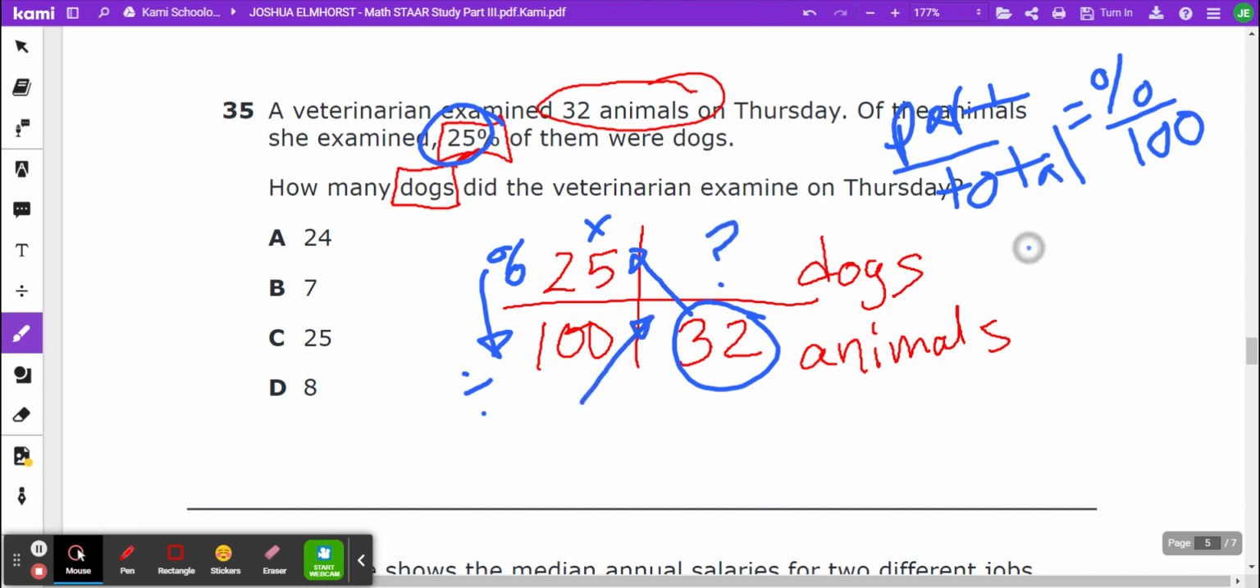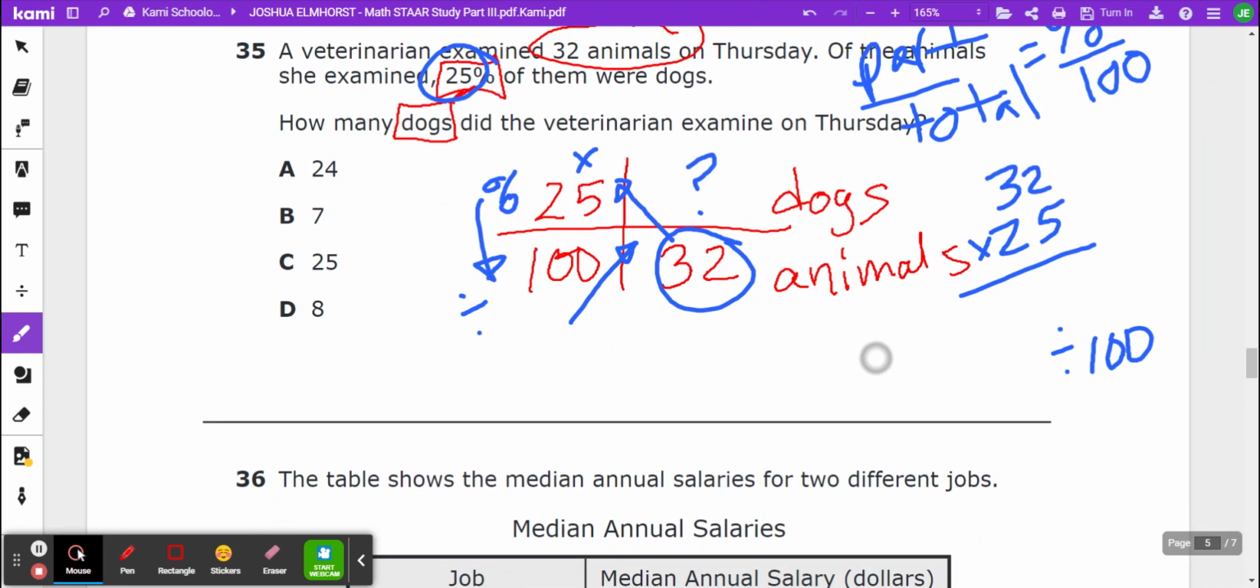How many dogs? So you got 32 times 25. And go ahead and multiply that out. And then you're going to divide that by 100 to find your answer. Okay, so we got 5 times 2 is 10. 5 times 3 is 15, plus 1 is 16. When you're done multiplying that, come down below, cross that out, and then we got 2 times 2 is 4, 2 times 3 is 6.